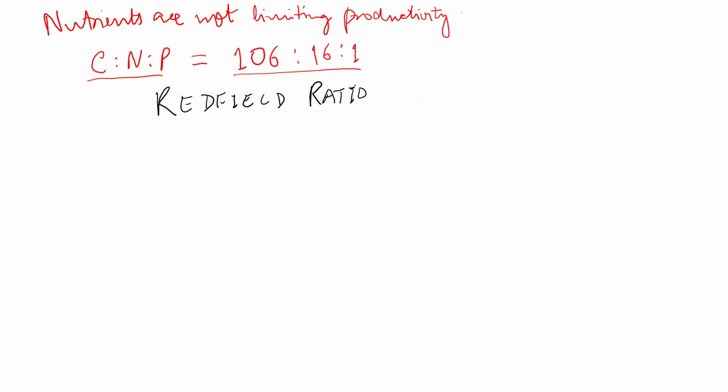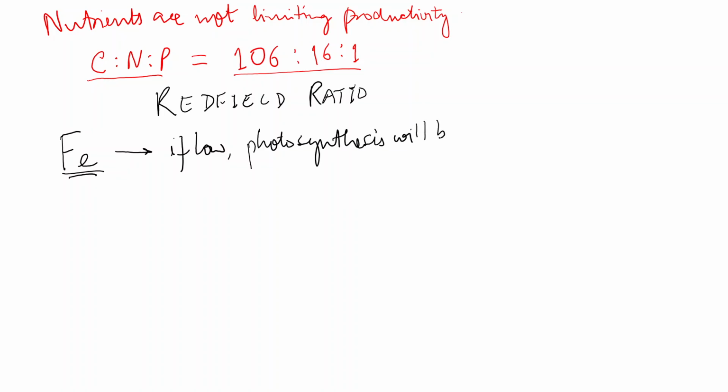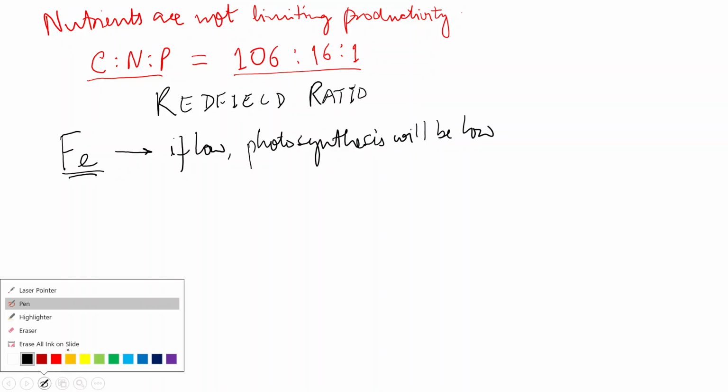Other than carbon, nitrogen, and phosphorus, another important element is iron. Very, very important. This is also important for primary productivity. So remember that if iron concentration is low, then photosynthetic production will be low. So why is iron important? The iron is important for several reasons. Let us see them one by one.